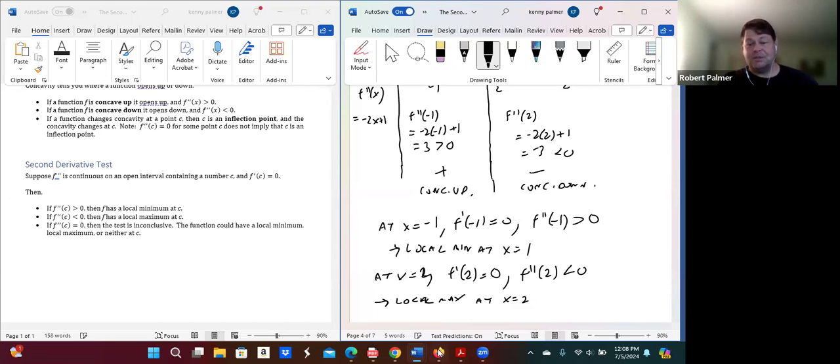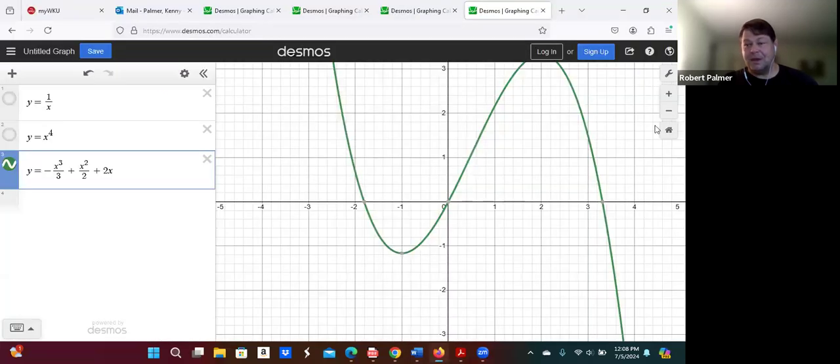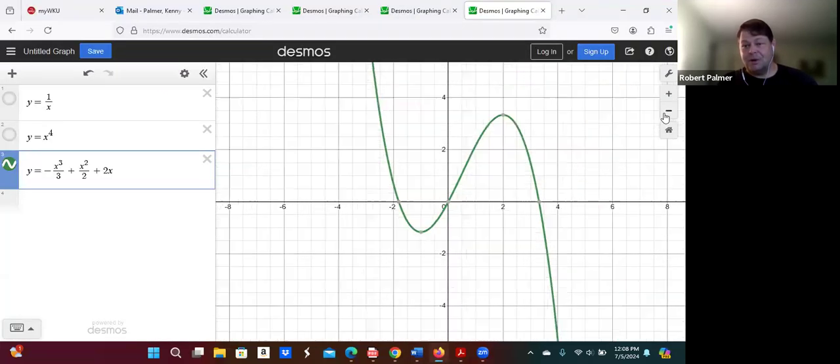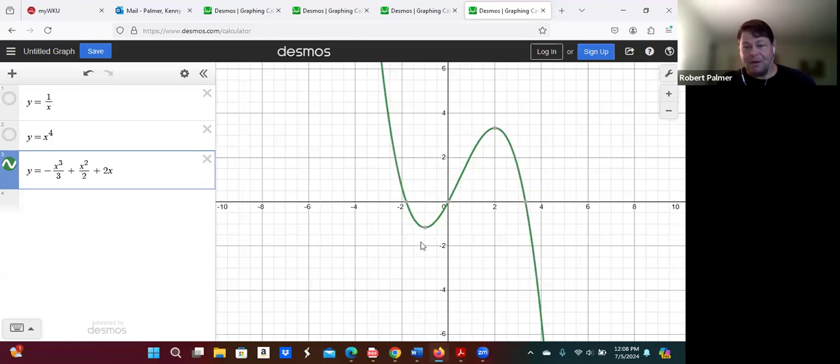Okay, and once again, let's double check with our graph, make sure it looks right. Yeah, that's the case. Let's zoom out a bit again. So we hit an inflection point right in the middle at 1/2. Right here, a local minimum at -1, local maximum at 2. Right, that checks out.